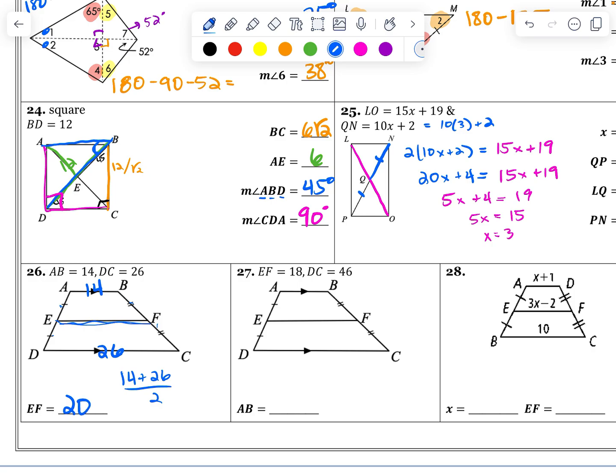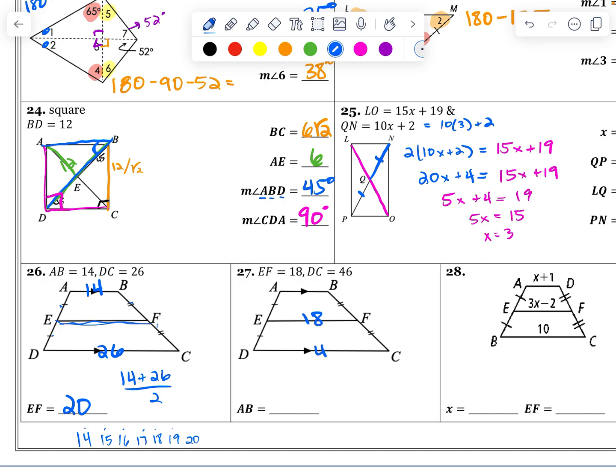And let's think about it. So 14, 15, 16, 17, 18, 19, 20, 21, 2, 3, 4, 5, 6. Good. And then 26 would be 6 more on that side as well. All right. So EF is 18.